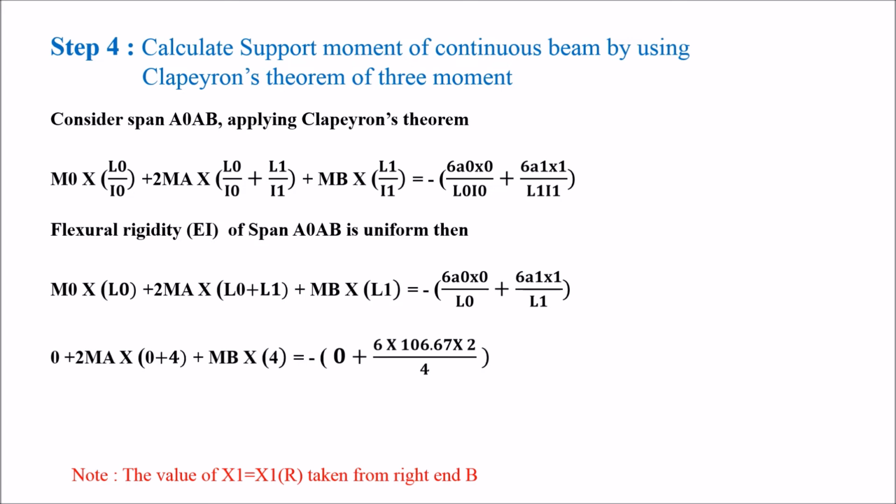So the equation is 2MA into (0 plus 4) plus MB into 4 equal to minus into bracket 0 plus 6 into 106.67 into 2 upon 4, bracket close. So the equation is 8MA plus 4MB equal to minus 320. Equation 1.